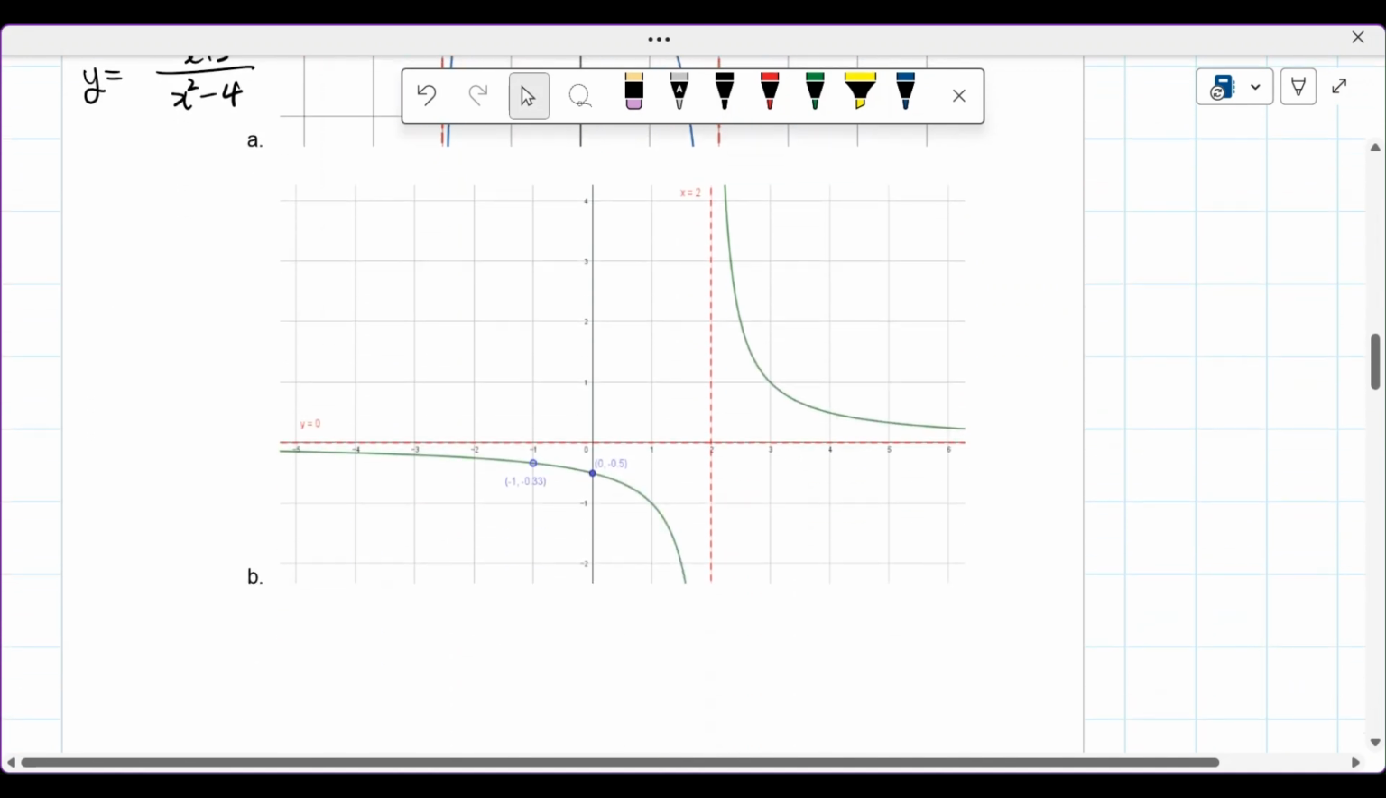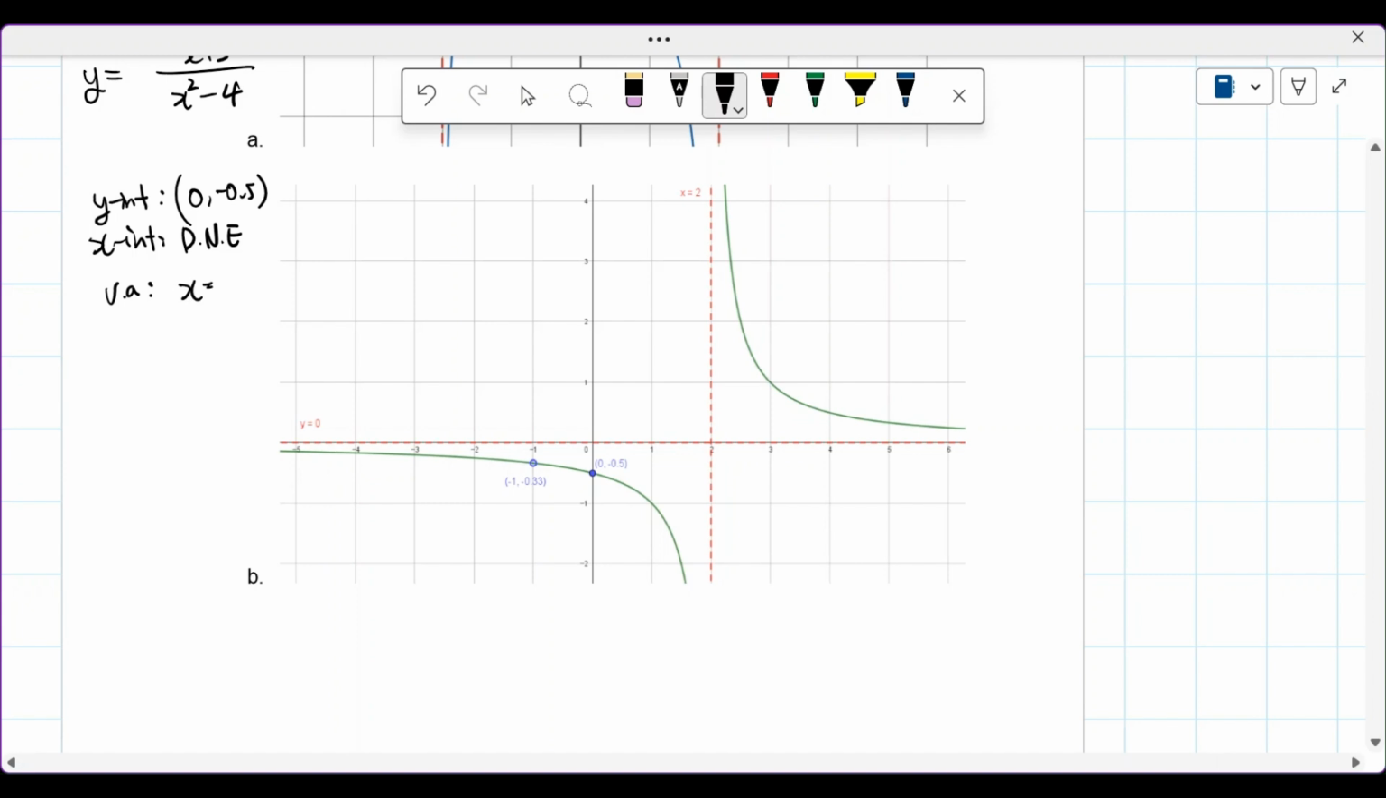Let's do the same thing. For this one, we have no x-intercepts, and the y-intercept was 0 comma negative 0.5. And then we have the vertical asymptote at x equals 2, and the horizontal asymptote at y equals 0 as well. So now let's plot in some points.